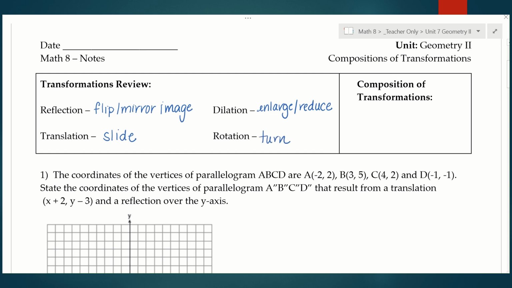Something else to remember is that 3 of the 4 make your pre-image and image congruent, and 1 of them makes them similar. So the dilation is the only one that doesn't preserve size, meaning it doesn't stay the same shape and size, so it is not congruent, it's similar. All of the rest, the other 3, are congruent because the shape is the same exact size and shape as it started.